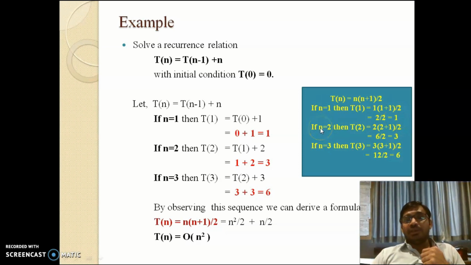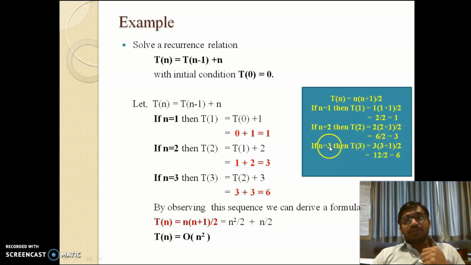Likewise, check the value of n is equal to 2, then 2 into 2 plus 1 divided by 2. So 2 plus 1 is 3, 3 into 2 is equal to 6, and 6 divided by 2 is equal to 3. So here when the value of n is equal to 2, at that time we are getting 3. Here also we are getting 3.